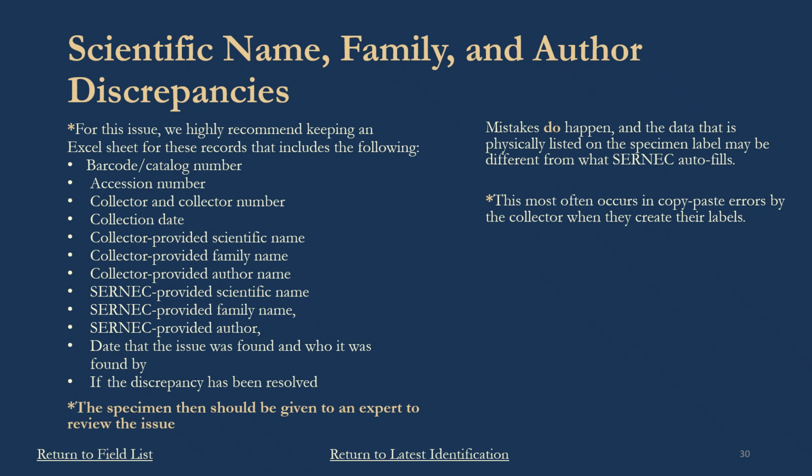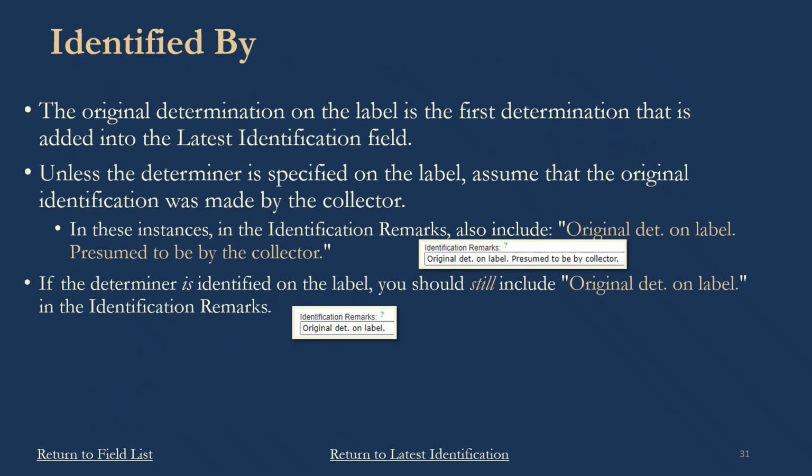The specimen should then be given to an expert to review the issue and come to a determination. For the Identified by field, we initially enter the original determination on the label before any more recent determinations. Unless the label specifies otherwise, we assume that the determination was made by the collector, and for these incidences, we include original date on label presumed to be by collector in the ID remarks.